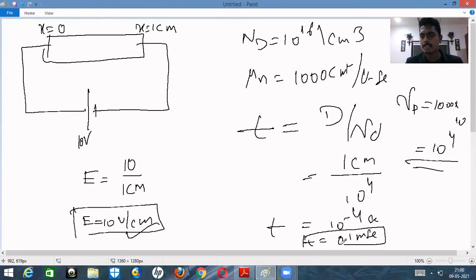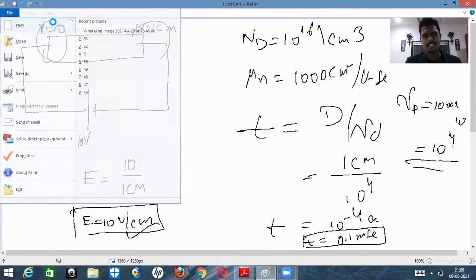The time taken by the electron to move from one end to the other end of the silicon bar is nothing but 0.1 microsecond, right? So this is as simple as such.